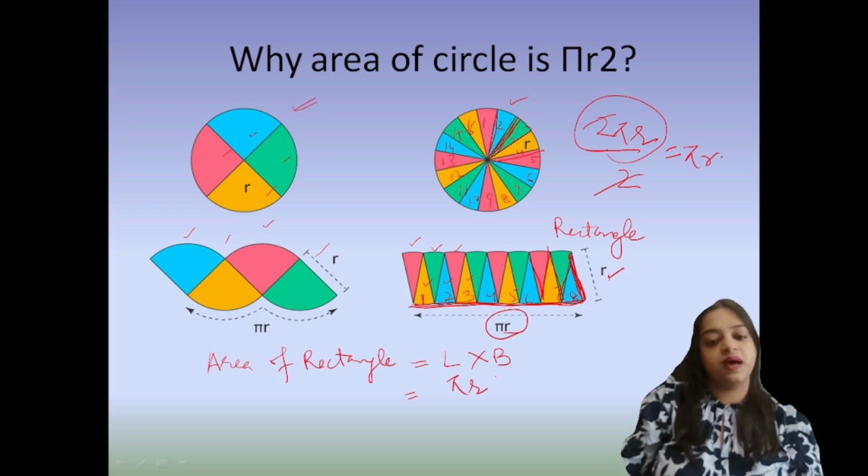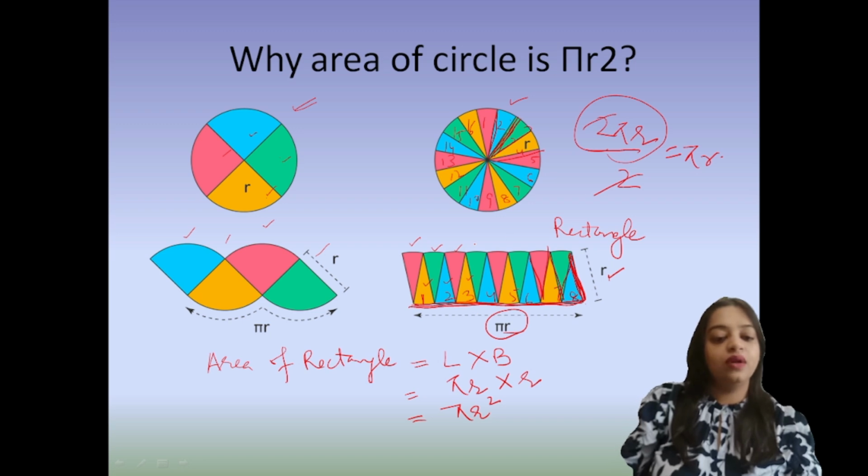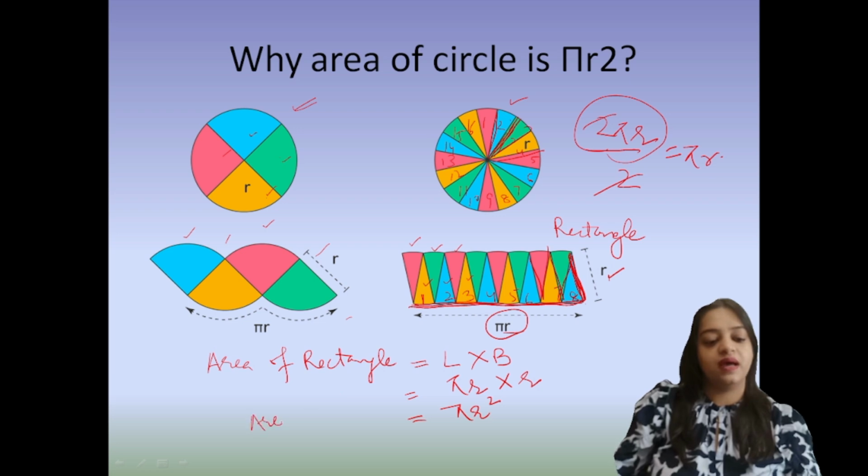So length is pi r, breadth is r. That's why area of rectangle is pi r square. और रेक्टेंगुलर जो शेप आई थी वो कहाँ से आई थी, वो सर्कल से आई थी, तो इसलिए इस सर्कल का एरिया क्या है, pi r square. That's why this area of circle is pi r square.